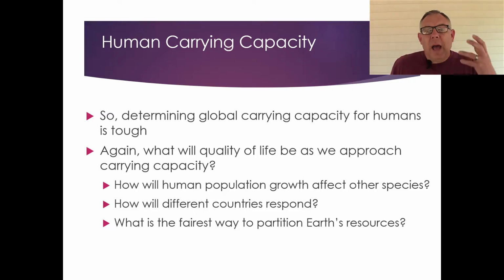But how will that human population growth affect these other species that we rely upon? That's an important question. How will different countries respond? Other countries that see an unfair proportioning of resources might not tolerate that for a long time. Here in the United States, we've got something like 5% of the world's population, and we use like 25% of the fossil fuels, or 25% of the energy.